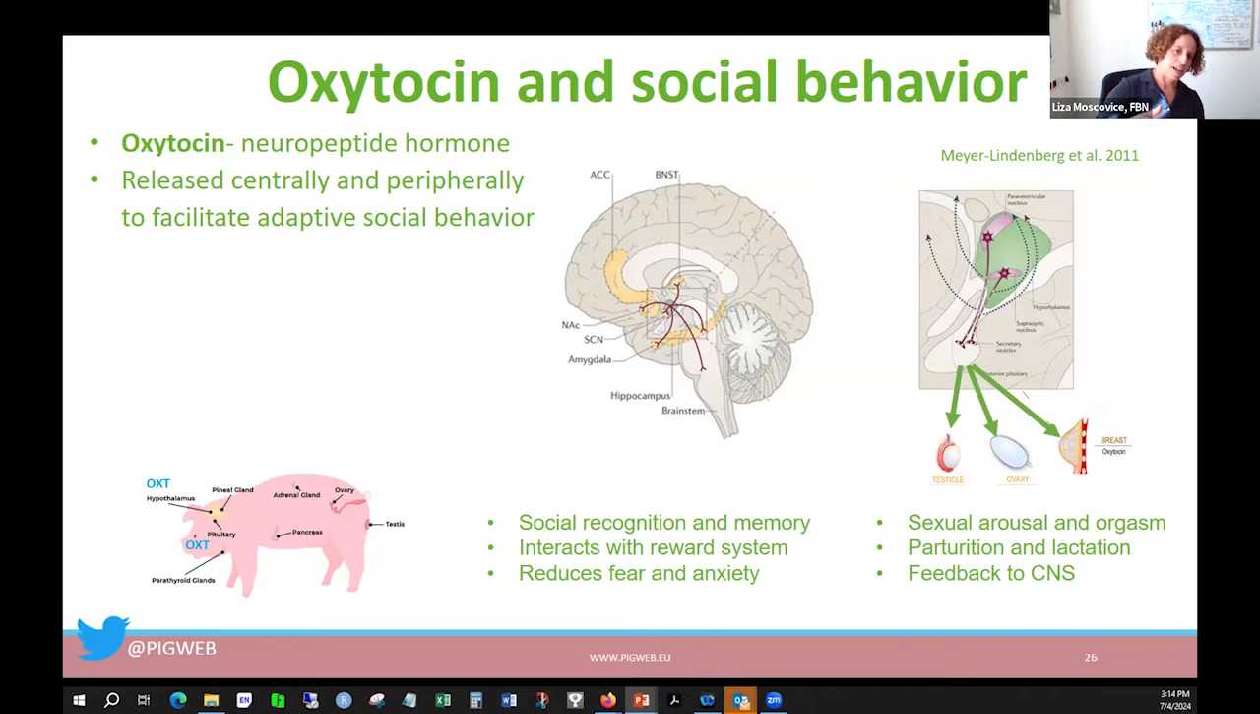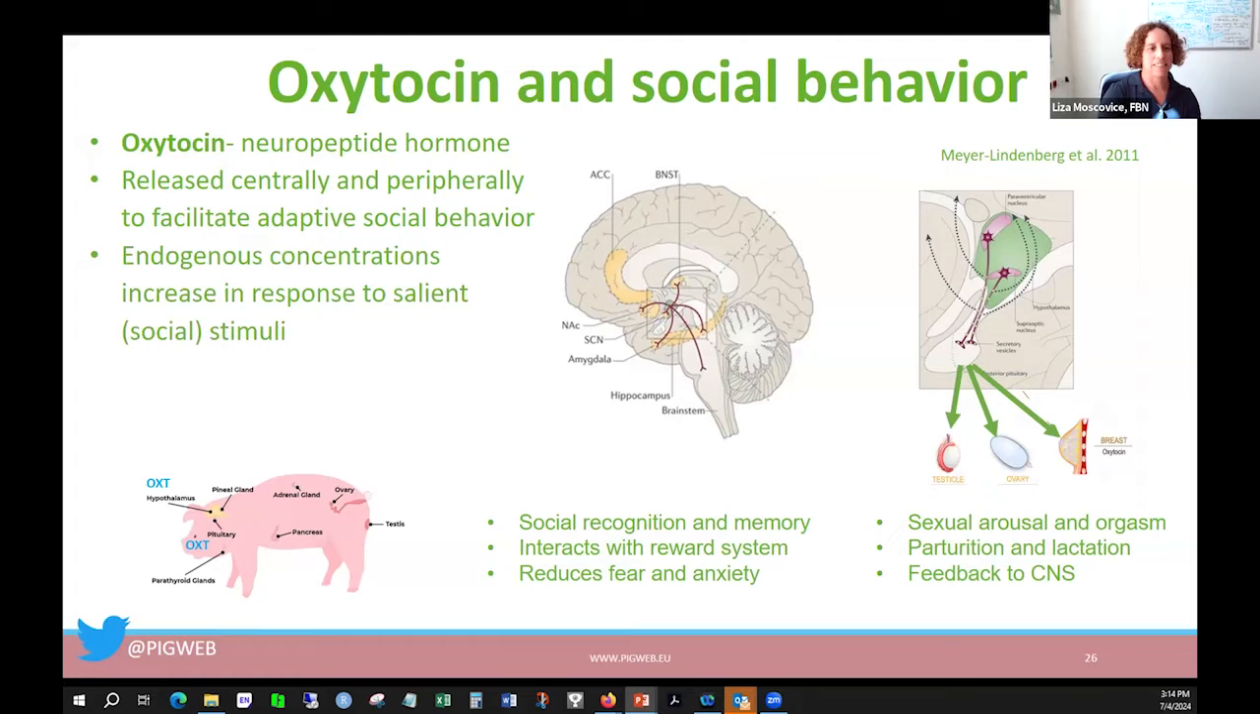And not only is oxytocin working as a neurotransmitter, but when it's released from the posterior pituitary, this is part of the endocrine system, and now it's acting as a hormone in circulation, where it can interact with the sex gonads and the breasts and coordinate things like sexual arousal and orgasm. You saw the link to the birth process and lactation, and it also provides feedback to the central nervous system.